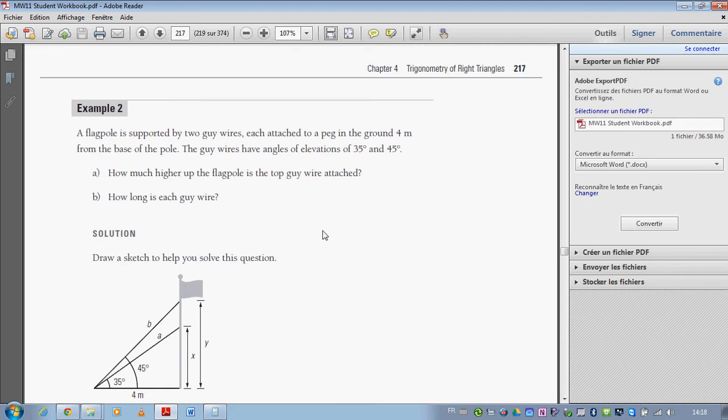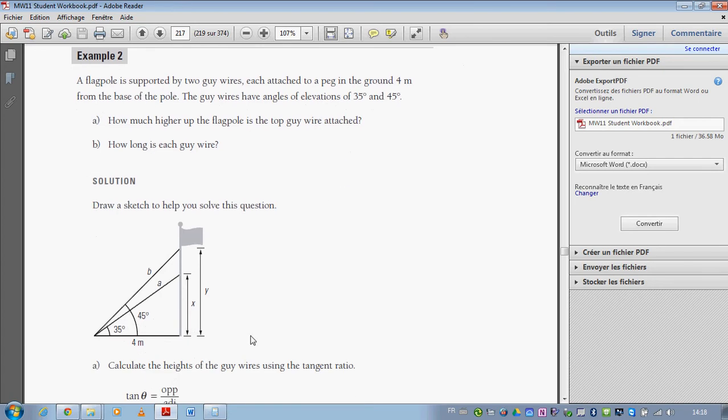Now, example 2 here is talking to you about a flagpole that's supported by two wires, each attached to a peg in the ground that's 4 meters from the base of the flagpole. The guy wires have angles of elevation of 35 and 45 degrees. So how much higher up the flagpole is the top guy wire attached?